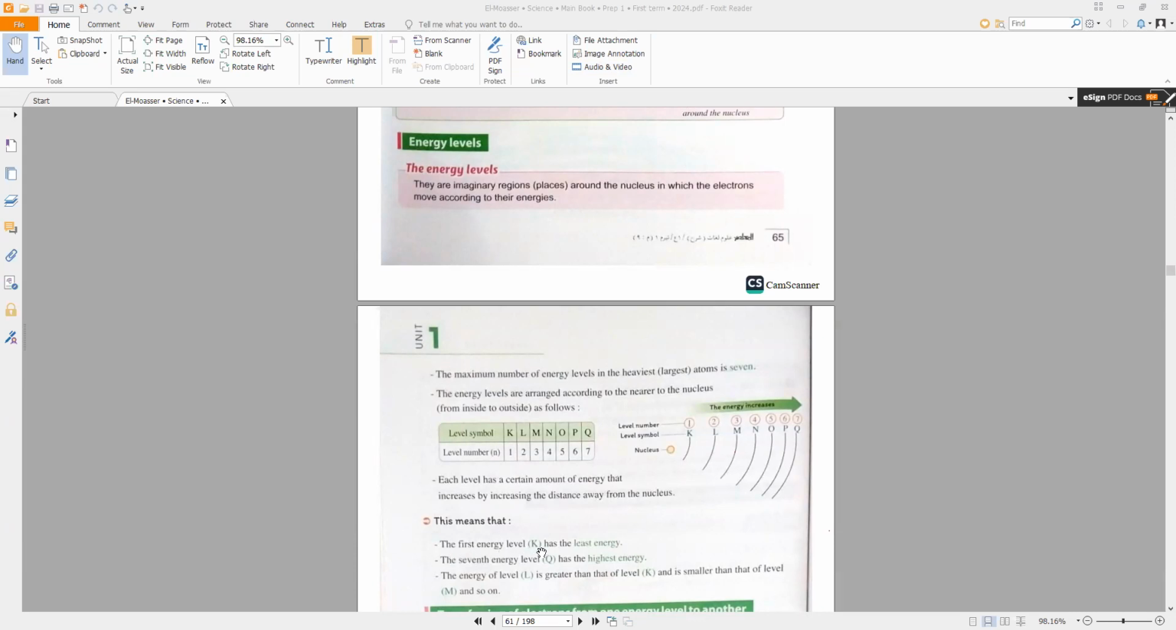So if you increase the distance, you increase the energy of the energy level. The first energy level K has the least energy, and the seventh energy level Q has the highest energy. The energy of level L is greater than that of level K and smaller than that of level M.